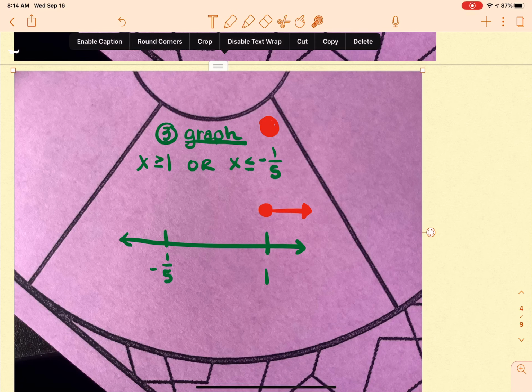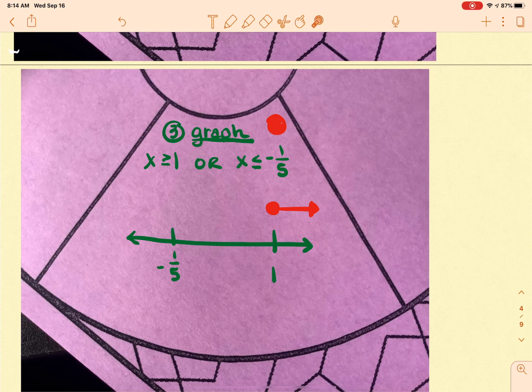Okay, now if I go to look at the other one, that means that it's going to be a solid circle at negative 1/5. Did you notice how I could already tell that this is going to go the opposite direction so I can make them both above? So you can kind of see they're going to go the opposite directions. Okay, now listen, when they're looking for the answer, they're going to look for this, and they're going to look for the graph.